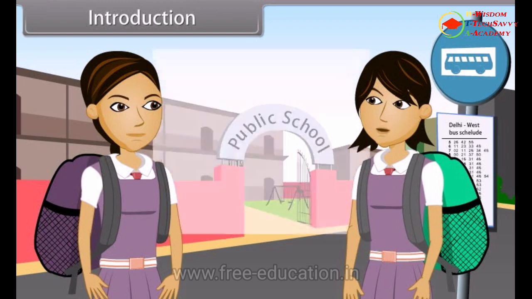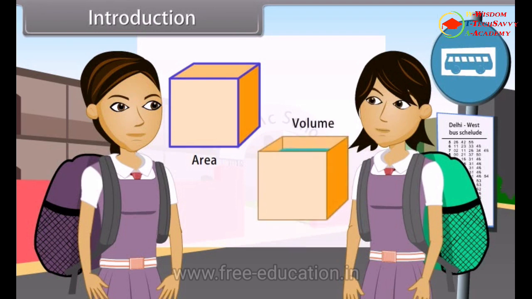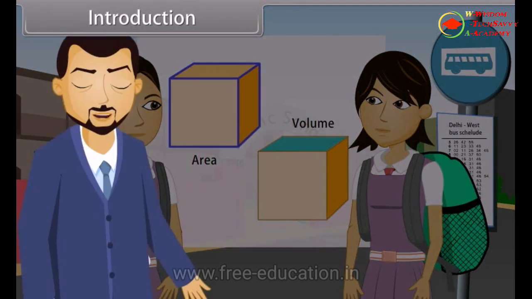Surface area is exactly what it sounds like. The area of all the outside surfaces of a three-dimensional object. And volume is all of the space inside a three-dimensional object. In this lesson, you will learn more about both of these concepts as well as how to compute the surface area and volume of combination of solids.